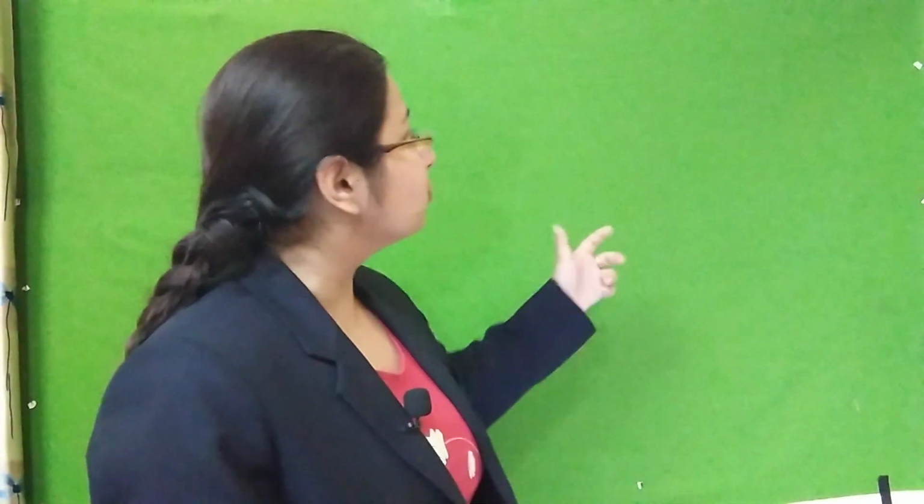Next example. Neither Rita nor Suman is attending the seminar. See, Rita is a singular subject, Suman is a singular subject, and they are joined by neither nor. So the verb will be singular. That means is will be used. I am not saying neither Rita nor Suman are attending the seminar. No, that will be wrong. Since both the subjects are singular and they are joined by either or, so the verb will be singular.